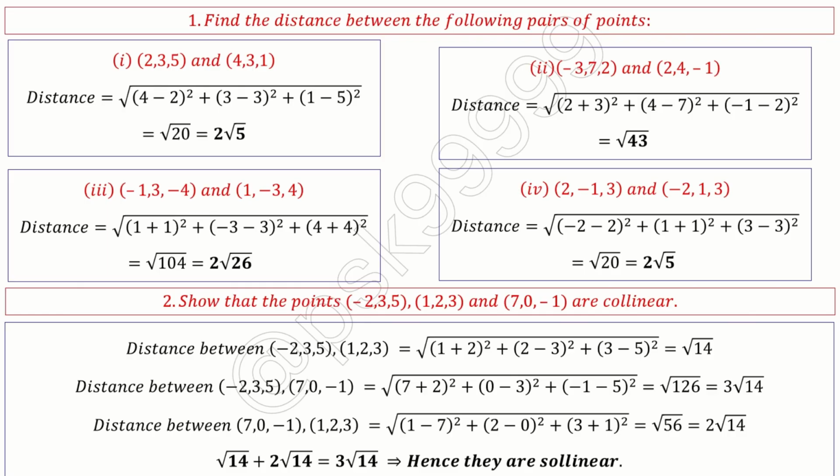Okay, so the distance between the first 2 points is square root of 14. The distance between the first and third point is 3 root 14. The distance between the second and third point is 2 root 14. So we can see that square root of 14 plus 2 square root of 14 equals 3 square root of 14. So they are collinear. Next.